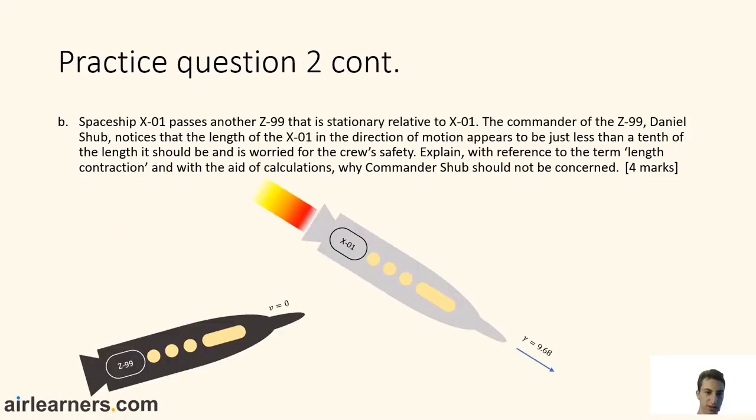Okay, practice question 2b, a little bit of a long one. Spaceship X01 passes another, Z99, that is stationary relative to X01. The commander of Z99, Daniel Shub, notices that the length of X01 in the direction of motion appears to be just less than 1/10 of the length that it should be, and is worried for the crew's safety. Explain with reference to the term length contraction and with the aid of relevant calculations why Commander Shub should not be concerned. 4 marks. Note that there is both a bit of calculation involved and explanation, so it should take you about 4 minutes. Pause the video and we can have a look at the answer in a moment.